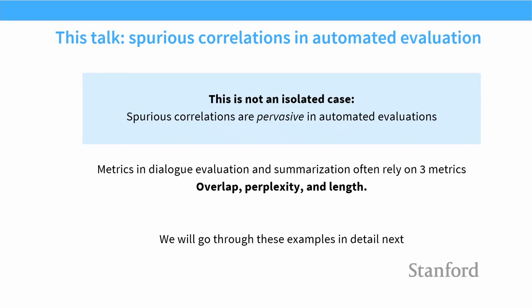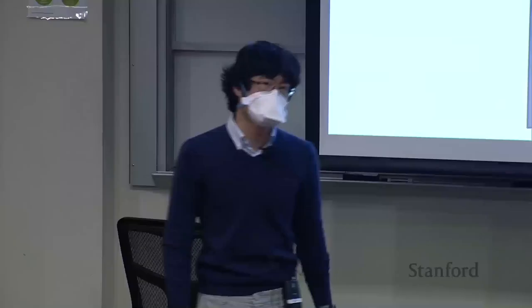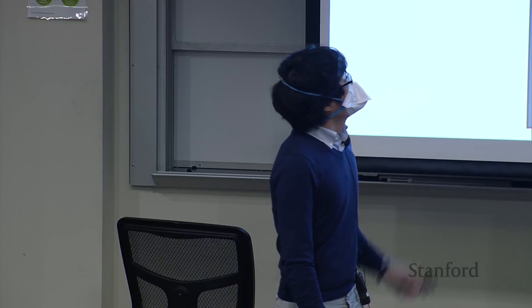So we'll go through a few more examples next, but I want to give you the bigger picture, because not all of you are excited or interested in NLP or natural language generation evaluation. But I think all of you are hopefully interested in questions of robustness and reliability. And spurious correlations are exactly this sort of thing that is troubling for these systems. So what do I mean by that? There's a standard place where we usually see spurious correlations.